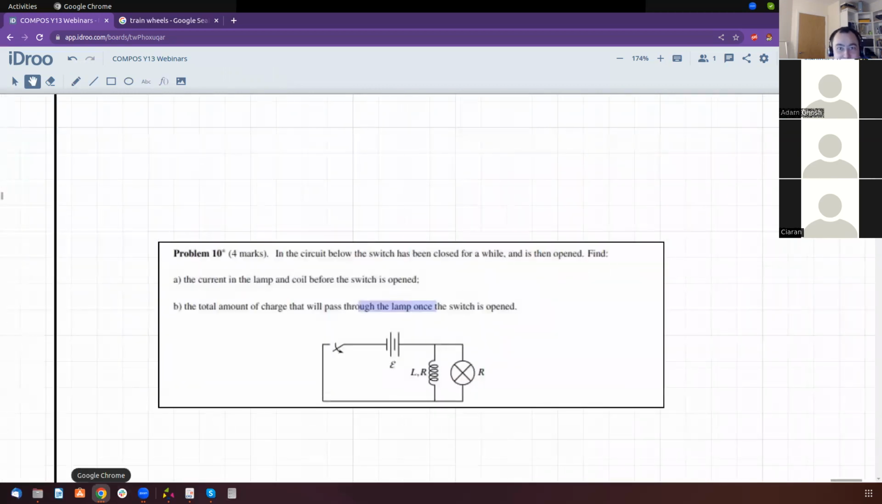I also wanted to look at, okay, this one, problem 10. Now, problem 10 is a nasty one, I'd say, but it's not that difficult. You just need to use example 6.